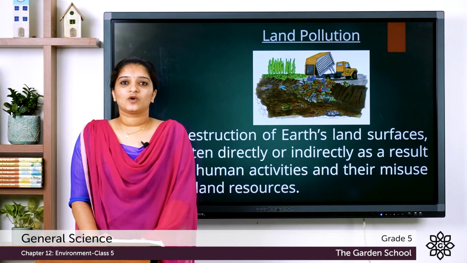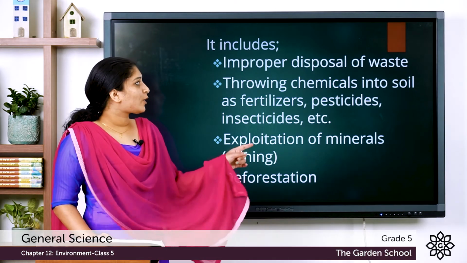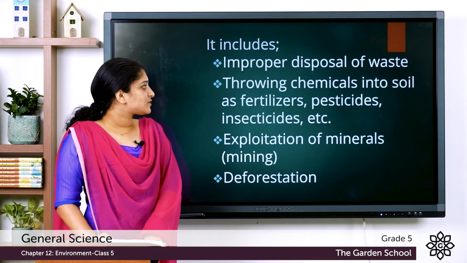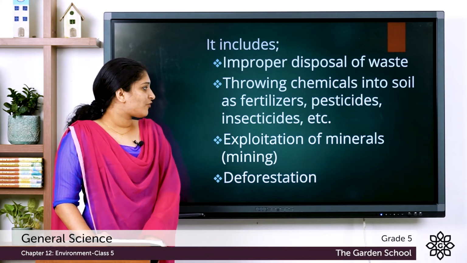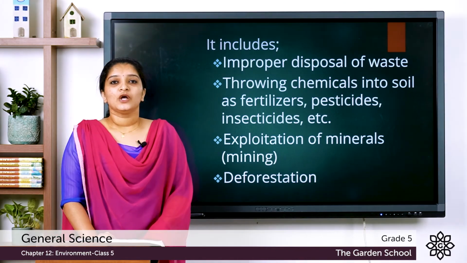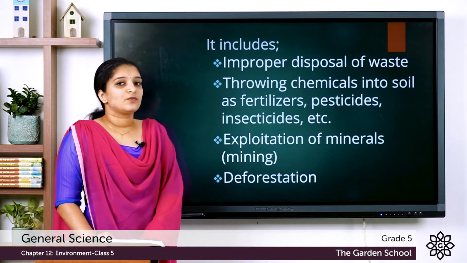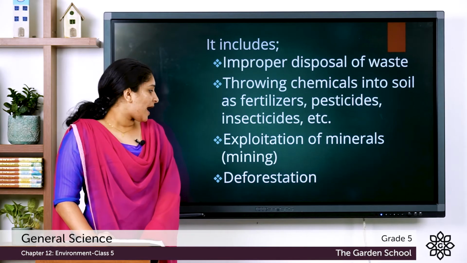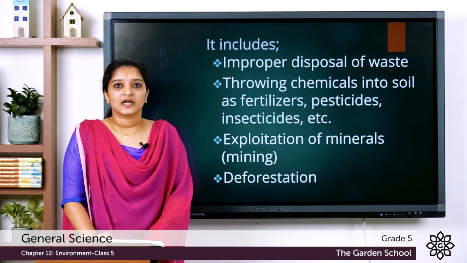Now let's see what causes land pollution. The causes of land pollution include the improper disposal of waste, the throwing of chemicals into soil as fertilizers, pesticides, insecticides, etc., the exploitation of minerals, which includes mining activities, and deforestation. Deforestation is the cutting down of trees on a large scale.